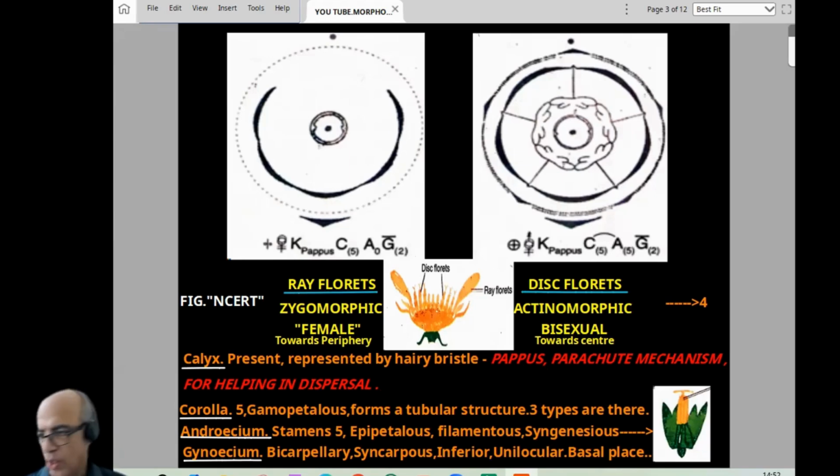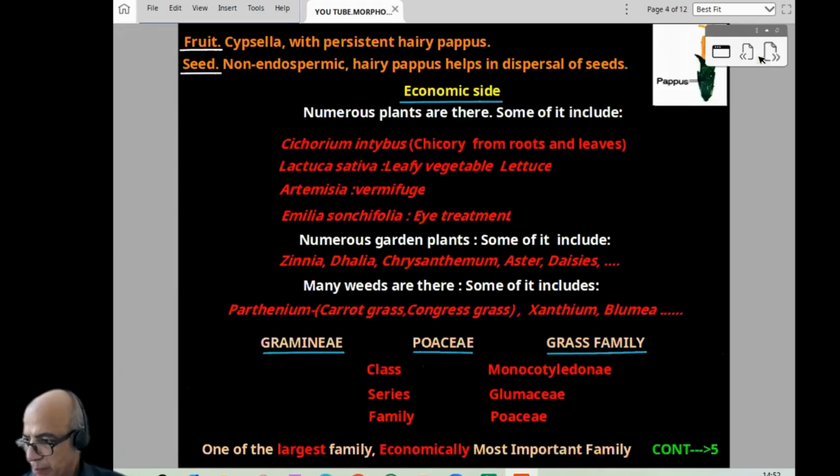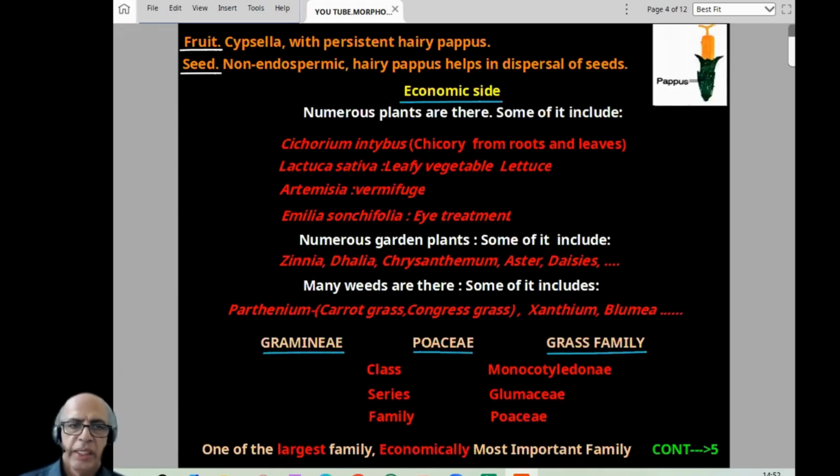Now plants of economic importance. It's a big family, so only some members, that's all. Numerous plants are there. First is Cichorium intybus. This is the plant with which you may be familiar from coffee blending with an item called chicory. That is from this plant, and chicory is taken from roots and leaves.